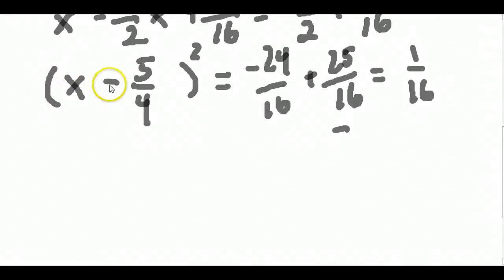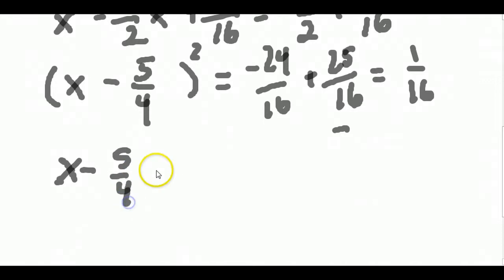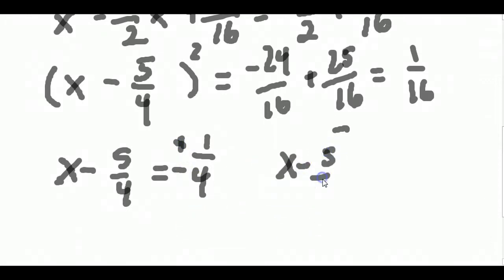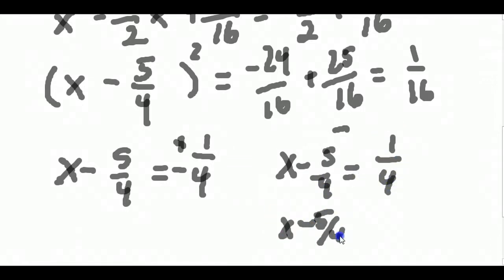So what is the square root of x minus 5/4 squared? Just x minus 5/4. Right, x minus 5/4 equals, then you take the square root of 1/16. So square root of your numerator over the square root of your denominator. 1/4, right. So then plus or minus 1/4. So then we set up each problem. We have x minus 5/4 equals 1/4, and x minus 5/4 equals negative 1/4.